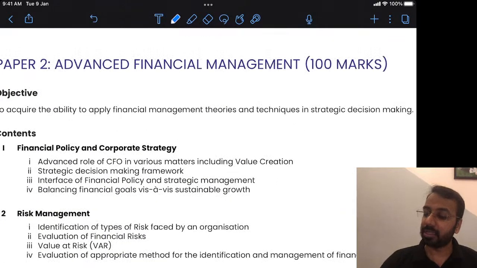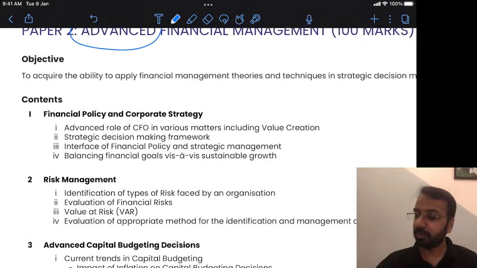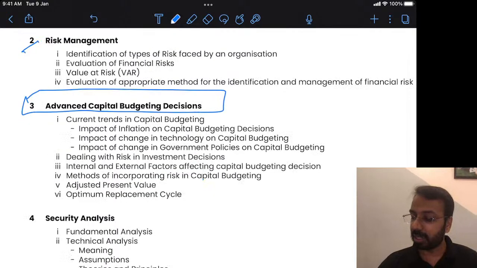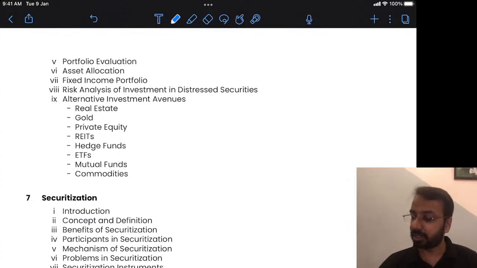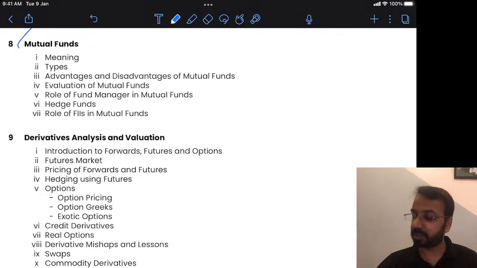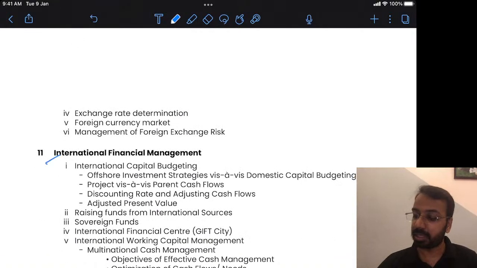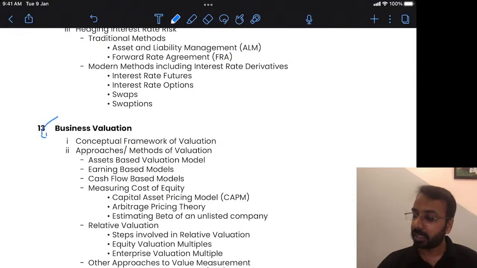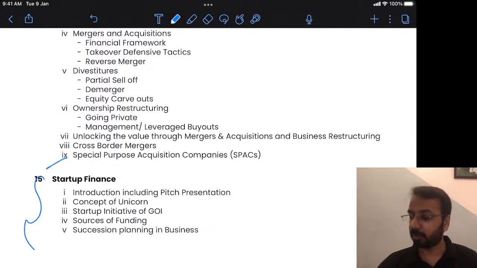Then strategic financial management becomes advanced financial management, where you have financial policy and risk management. This is something which has been added new, advanced capital budgeting decision. Then you have security analysis, security valuation, portfolio management, already there, securitization, mutual fund, derivatives, foreign exchange exposure and risk management, international financial management, interest rate risk management, and business valuation, mergers and acquisitions, and startup finance. So all of these are a part of it.